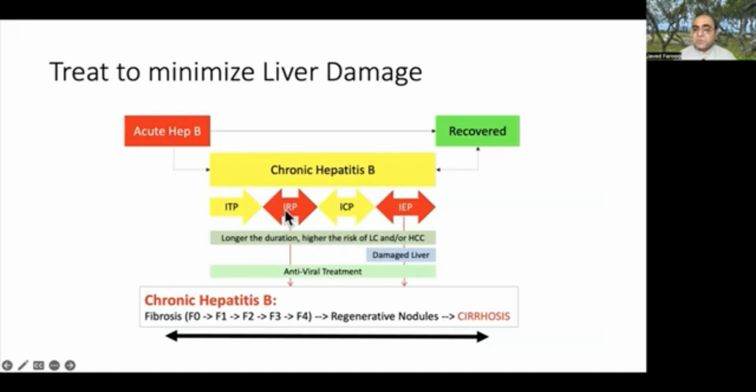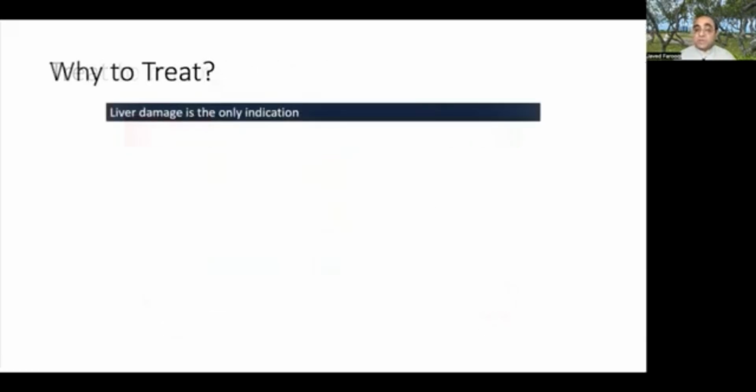If the patient is in immune reactive phase, we need to treat it and push it into the immune control phase as early as possible to limit or lessen the damage of the inflammation to the liver and the risk of the deposition of fibrosis. And when the patient is in immune escape phase, again, push that into the immune control phase as early as possible to limit the damage to the patient's liver.